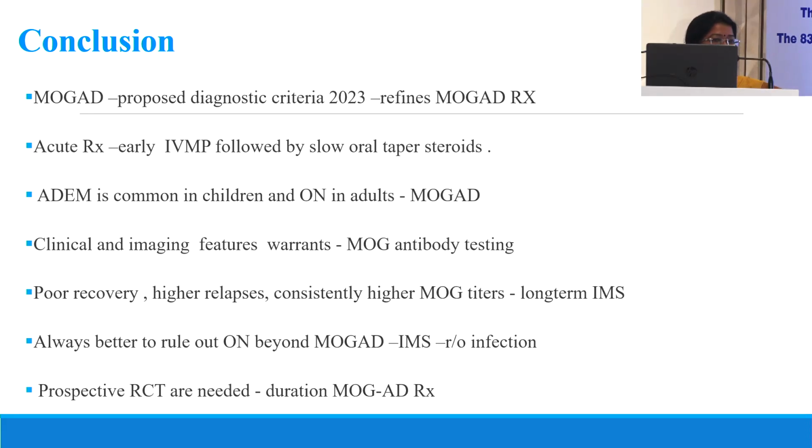It's always better to rule out other infective etiologies before putting these patients on chronic immunosuppression, and probably we need a lot of prospective RCTs to find out how long we continue this immunosuppression in these patients and when to stop.